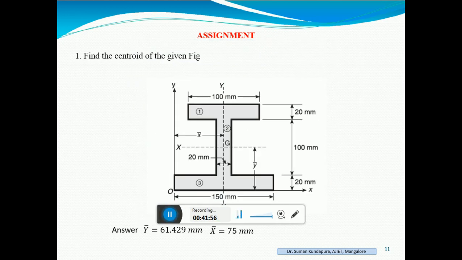And please submit this solution for this problem by 5 o'clock today. Okay.